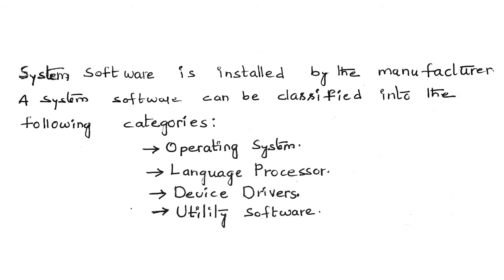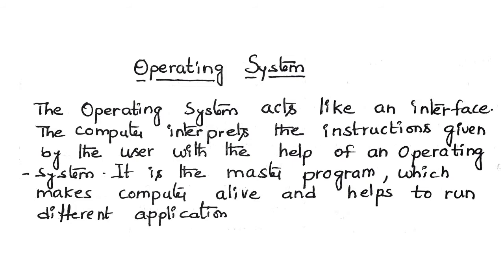Generally, the system software is installed by the manufacturer. A system software can be classified into the following categories. The first one is operating system, and the next one is language processor, third one is device drivers, and the last one is utility software. In the coming section, we will discuss in depth about the operating system, its needs, types, and functions.